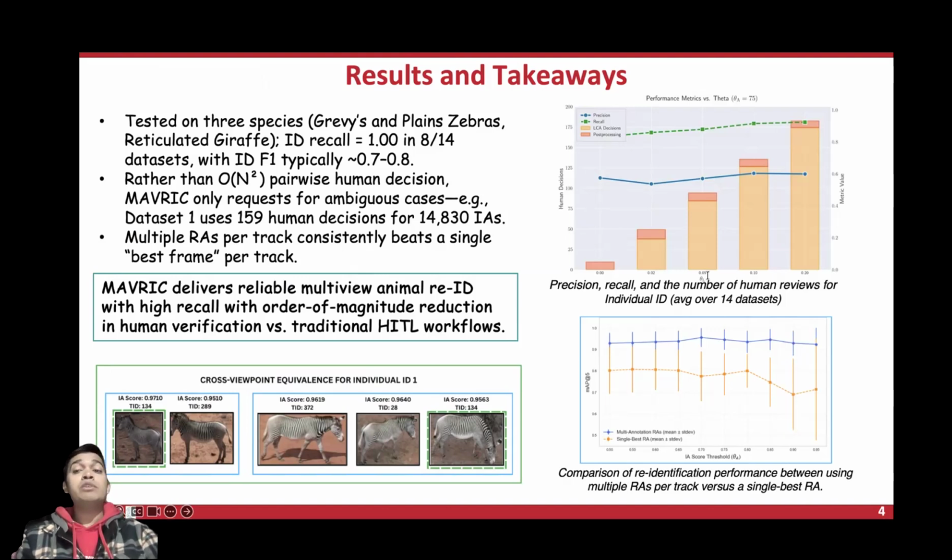We observe a huge reduction in manual effort. Instead of needing O(N²) pairwise comparisons, MAVRIC only asks for ambiguous cases. For example, one dataset uses 159 human decisions for 14,830 identifiable annotations. Finally, using multiple representative annotations per track consistently beats using a single best frame per track.